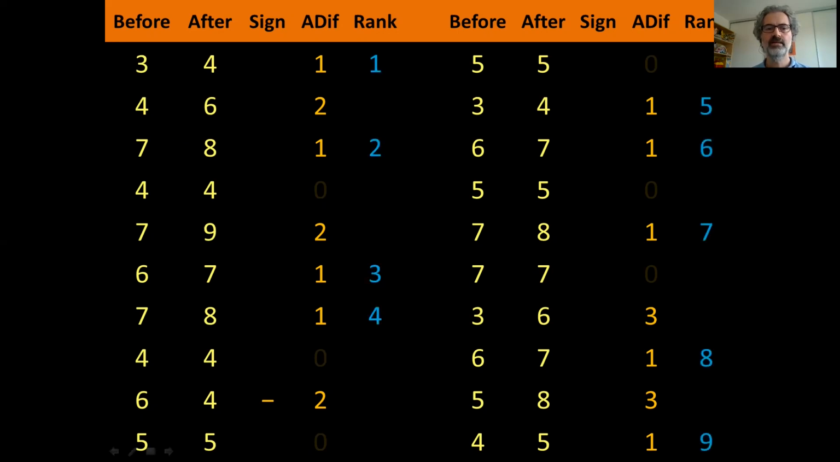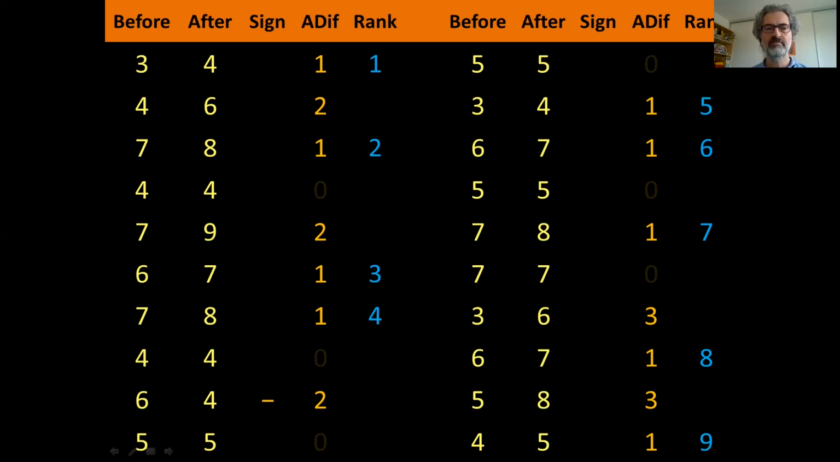There are actually 9 instances of an absolute difference equal to 1 in this case. So 9 children had an after score that was 1 scaled point higher than their before score. These 9 instances of 1 all receive the average rank.